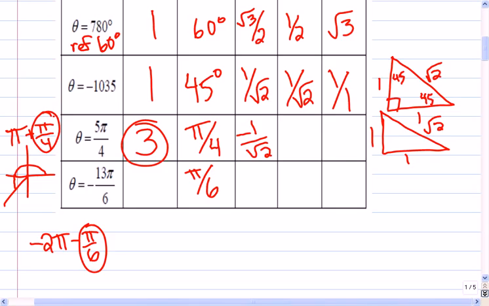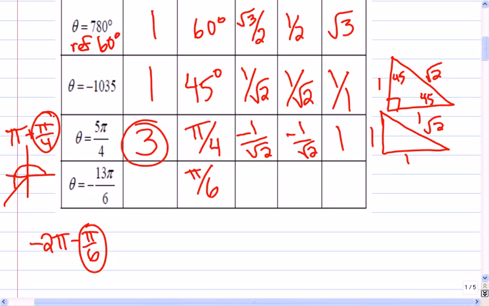Cosine, what will the cosine be in quadrant 3? Positive, negative? Negative. It's going to be negative, so I'm going to end up with negative 1 over root 2 as well. And what about the tangent? What will the tangent be in quadrant number 3? Positive. Tangent is positive in quadrant number 3. It's going to be just positive 1.